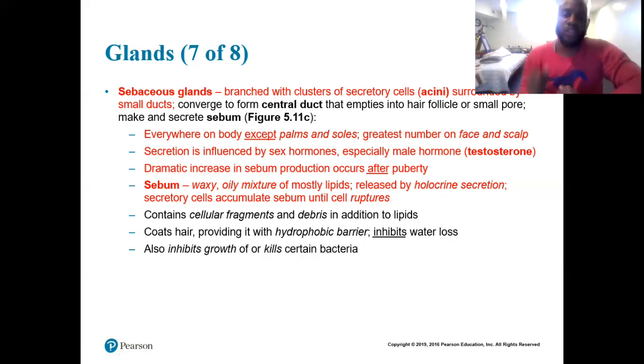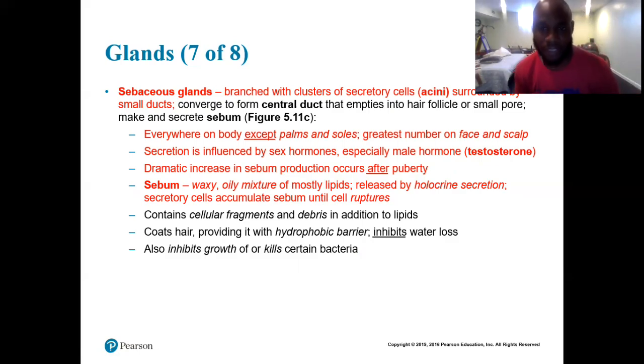Branched with clusters of secretory cells surrounded by small ducts, acini. So you have clusters of cells going into one duct, forming a central duct that empties into the hair follicle or a small pore, and they make sebum. They're everywhere on the body except for your palms and the bottoms of your feet, because that's where you have thick skin. The greatest number is on your face. That's why people get pimples and stuff.